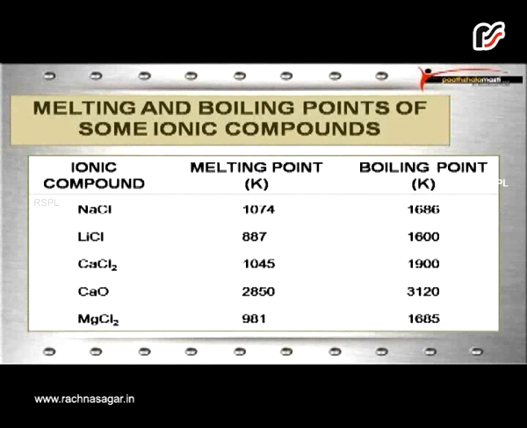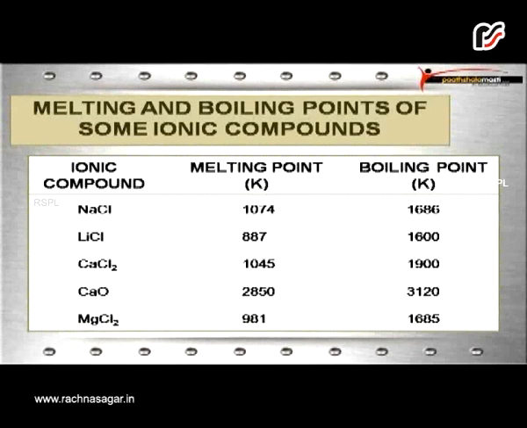Calcium chloride is another ionic compound which is made up of calcium ion and chloride ion. Its melting point is 1045 Kelvin and 1900 Kelvin is the boiling point. Calcium oxide is made up of calcium ions and oxide ions. Because they are di-positive and di-negative ions, there is a strong force of attraction and melting point is very high, that is 2850 Kelvin, and boiling point is 3120 Kelvin.